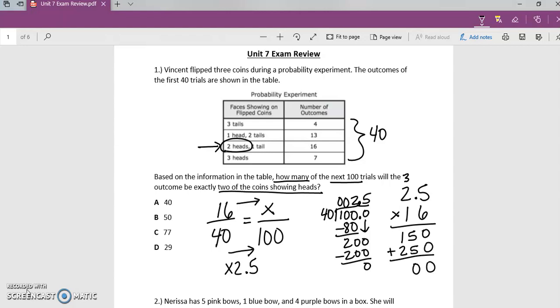0, 5 plus 5 is 10. 1 plus 1 is 2. 2 plus 2 more is 4. And there's just one decimal place there, or decimal point. There's 0 decimal points here. So I just move it back 1 space. So my correct answer would be letter A, 40. So 40 out of the next 100 flips, or next 100 tests, trials, would actually land on this outcome where there's 2 of the 3 flips landing on heads.